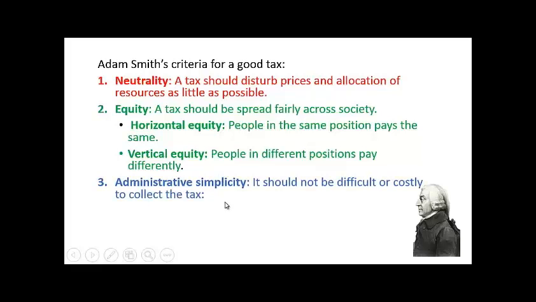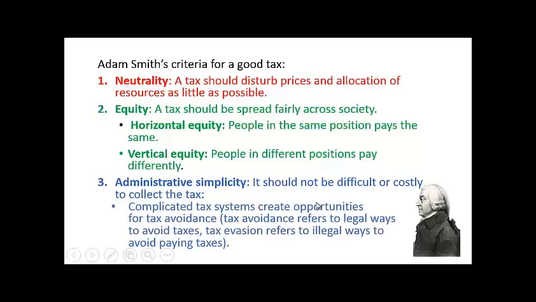And then administrative simplicity, which implies that it should not be difficult or costly to collect the tax. That is because a complicated tax system creates opportunities for tax avoidance. So tax avoidance refers to legal ways to avoid taxes, while tax evasion is illegal because it refers to illegal ways to avoid paying taxes.